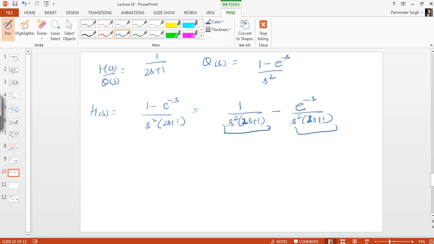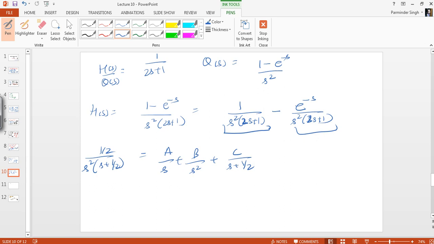Now let's try to solve this thing. So 1 over s square into (2s plus 1). Let me write it the other way. Can I write it as 1 over s square into (s plus half) into half? I've taken 2 outside, so this can be written as A over s plus B over s square plus C over (s plus half). Then you can find out the values of A, B and C. Clear?